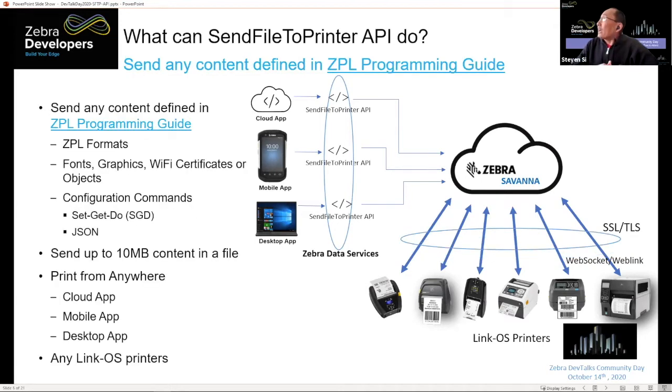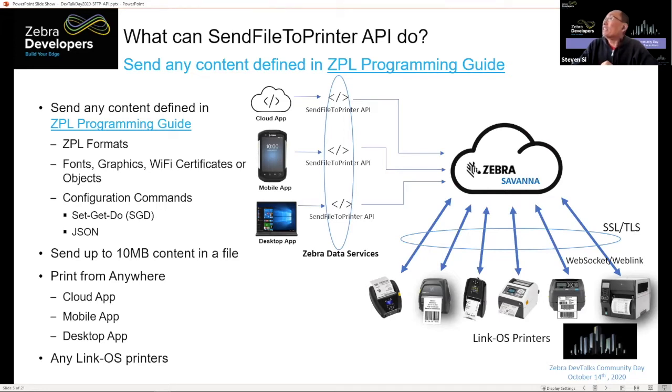So what can the API do for you? As the name explains, it is a send file to printer. So any content in a file format can be sent to the printer through this API. And what type of content can you send to the printer? It has to be legitimate content defined in the Zebra programming guide.